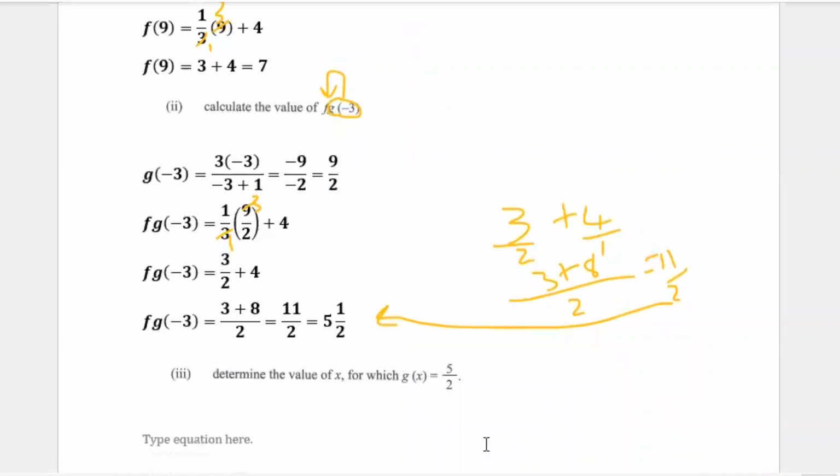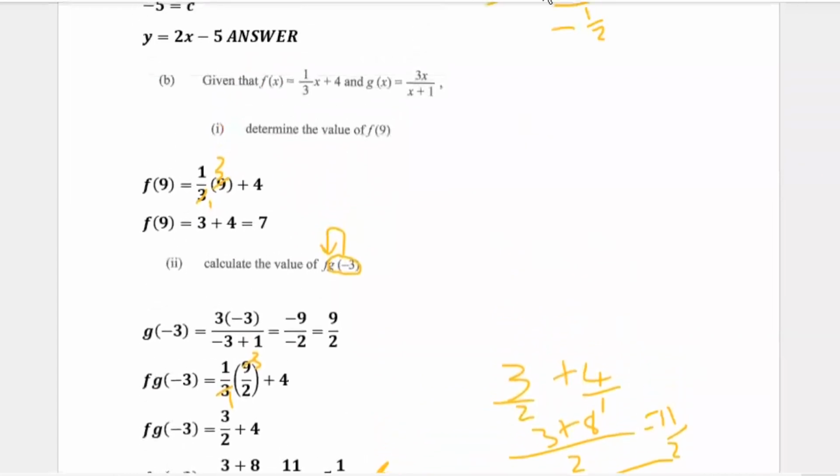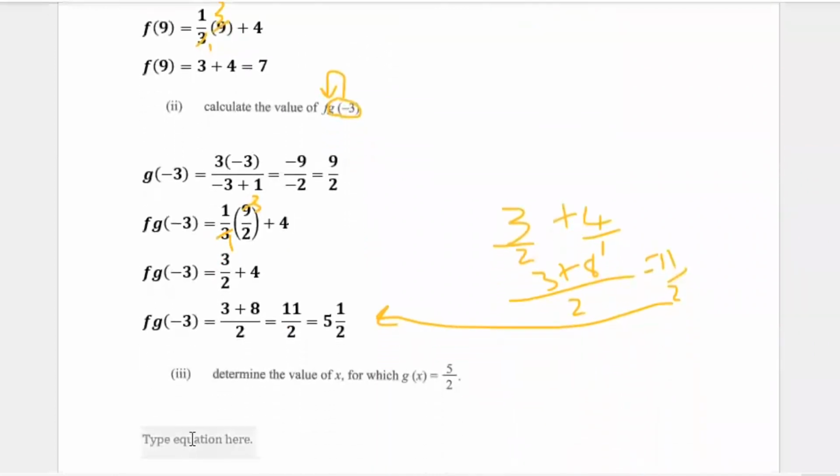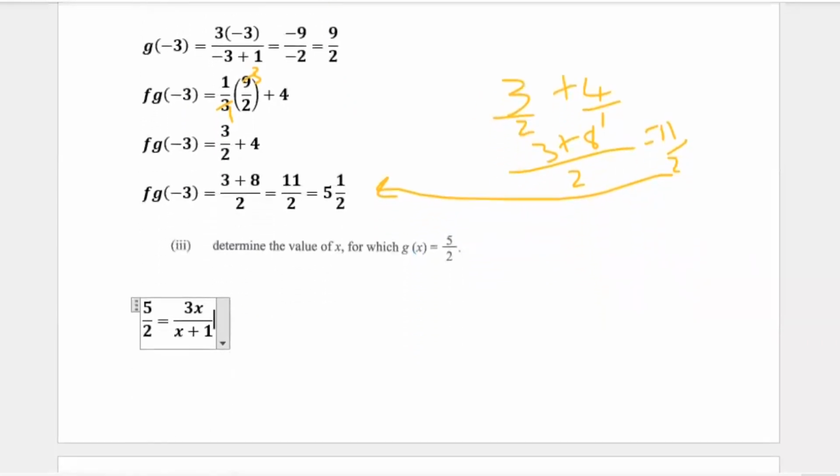Part 3 now says, determine the value of x for which g of x is equal to 5 over 2. So now what they're telling us is that g of x is equal to 5 over 2, and they want us to solve for x. So what this will look like is if g of x is equal to 5 over 2, very good. So you'll have 5 over 2 is equal to the function that was given, which is 3x being divided by x plus 1. And what we're doing is solving for x here.